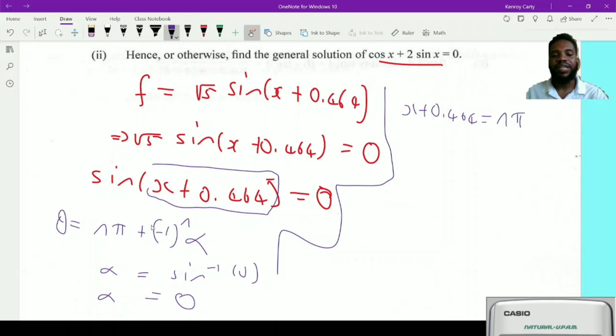And then we don't need to put the negative 1 to the n times alpha, because if alpha is 0, all of this is 0. So we can simply go ahead and say that this implies, bear in mind your task is to find x. So x would simply be equal to n pi minus 0.464. And of course, remember that there are 3 general solutions, one for sine, one for cos, and one for tan. You have to know all of them.